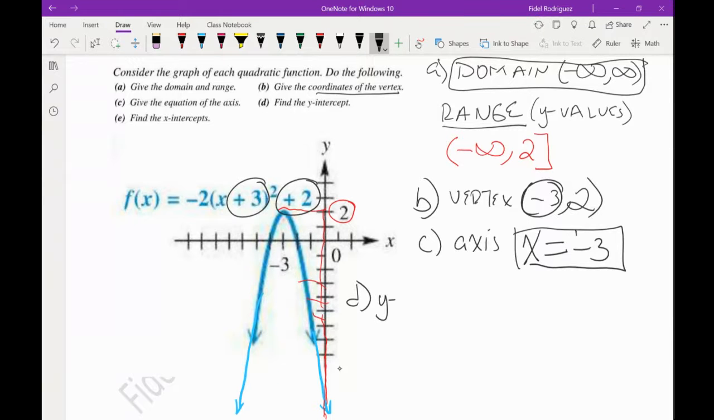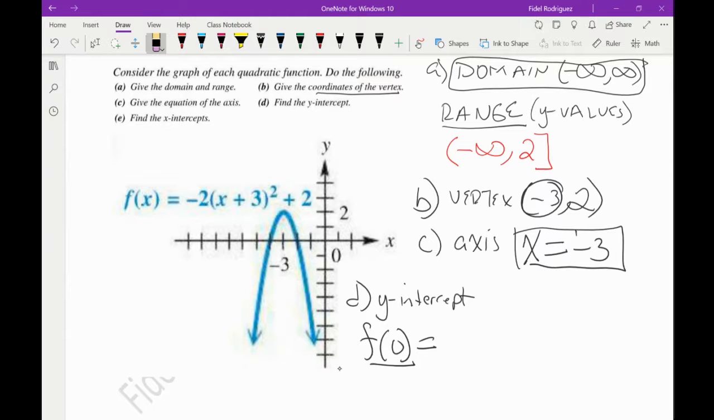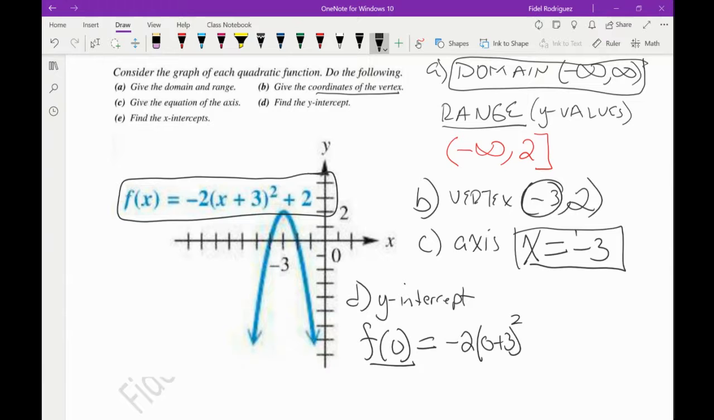Part D, I want to find the y-intercept. And the way we're going to find our y-intercept is we're going to come back to the original equation, and we're always going to plug in the number 0. So I'm going to come back over here. Let me clean up some of this mess. Okay, and let's see. We're going to plug in a 0 everywhere we have the letter x. So -2, 0 plus 3 squared plus 2. So this is -2. 0 plus 3 is still 3 squared plus 2.